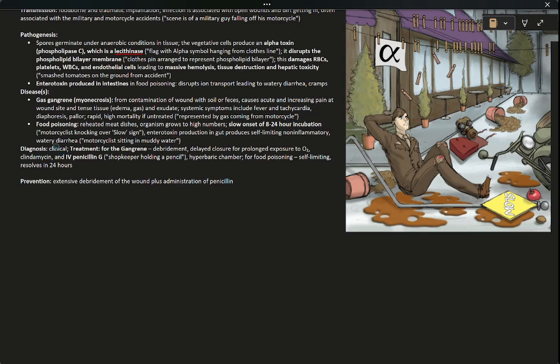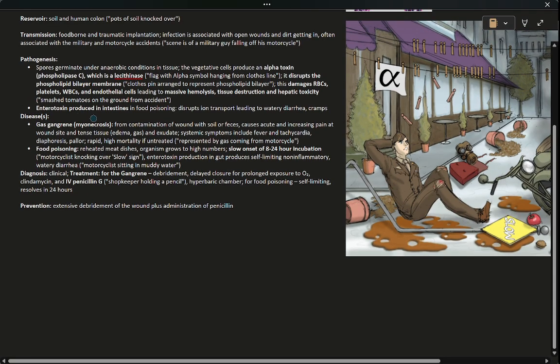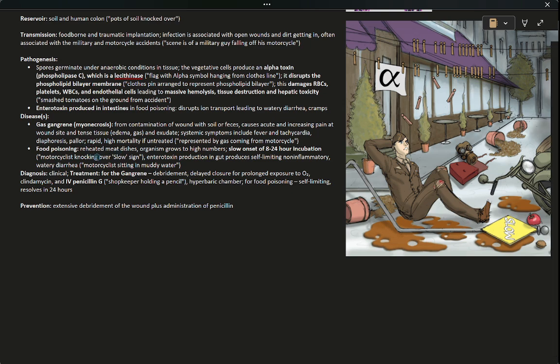So, the diagnosis will mainly be clinical, because these diseases can lead to unique clinical characteristics. And then for treatment, if you're trying to treat the gas gangrene, it is important to conduct a debridement of the wound, and also make sure you delay the closure of the wound for prolonged exposure to oxygen. And then also utilize clindamycin and IV penicillin G, along with a hyperbaric chamber if needed.